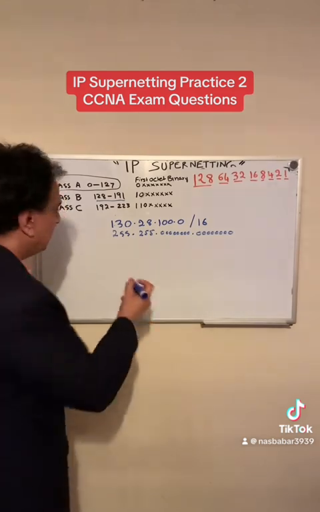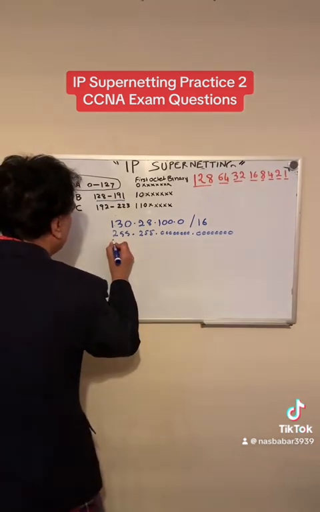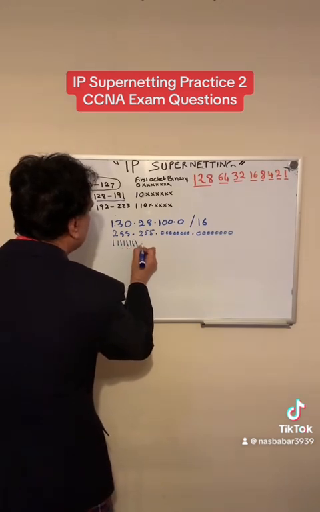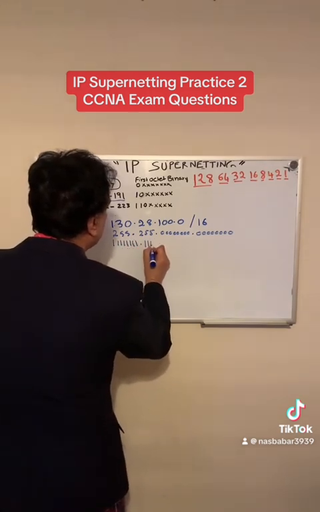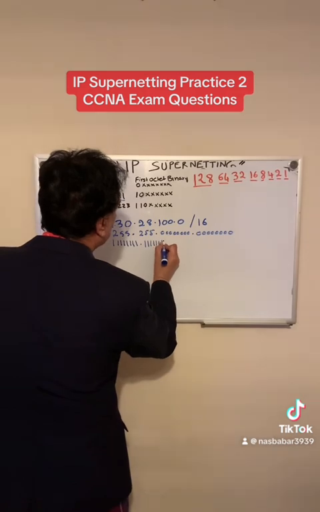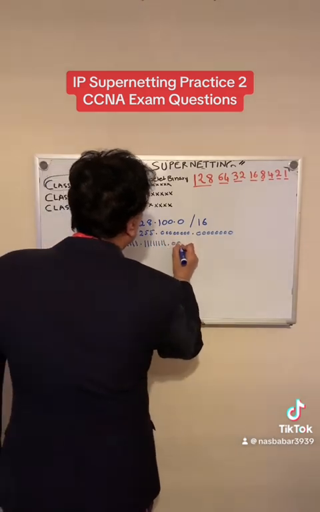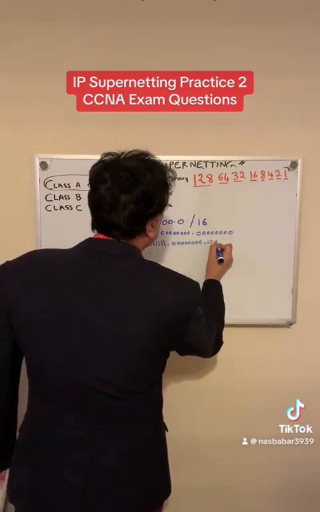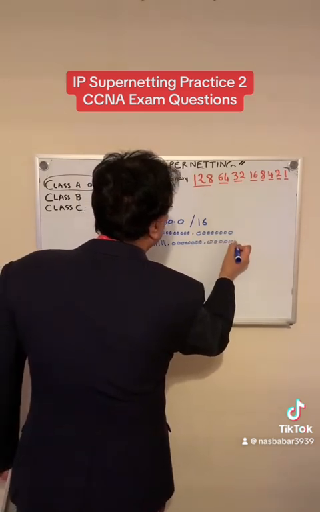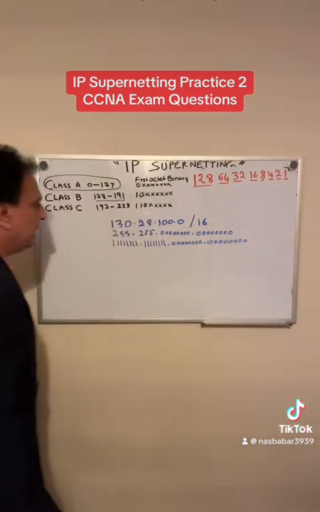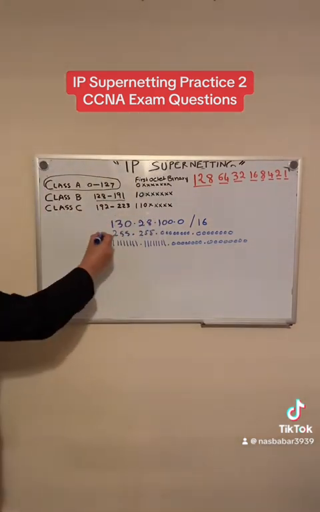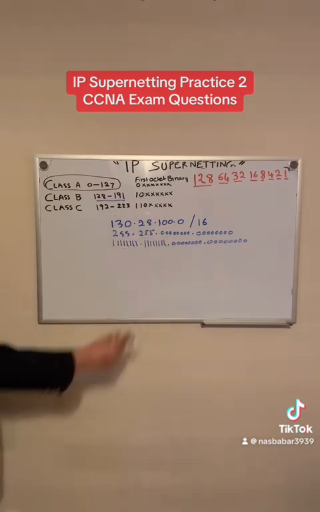You already know that, right? So I'm going to put 8 ones over here, 1, 2, 3, 4, 5, 6, 7, 8, and another 8 ones, 1, 2, 3, 4, 5, 6, 7, 8. And then all zeros for the remaining two octets. All right? So basically, this is the mask in decimal form, and this is the mask in binary form.